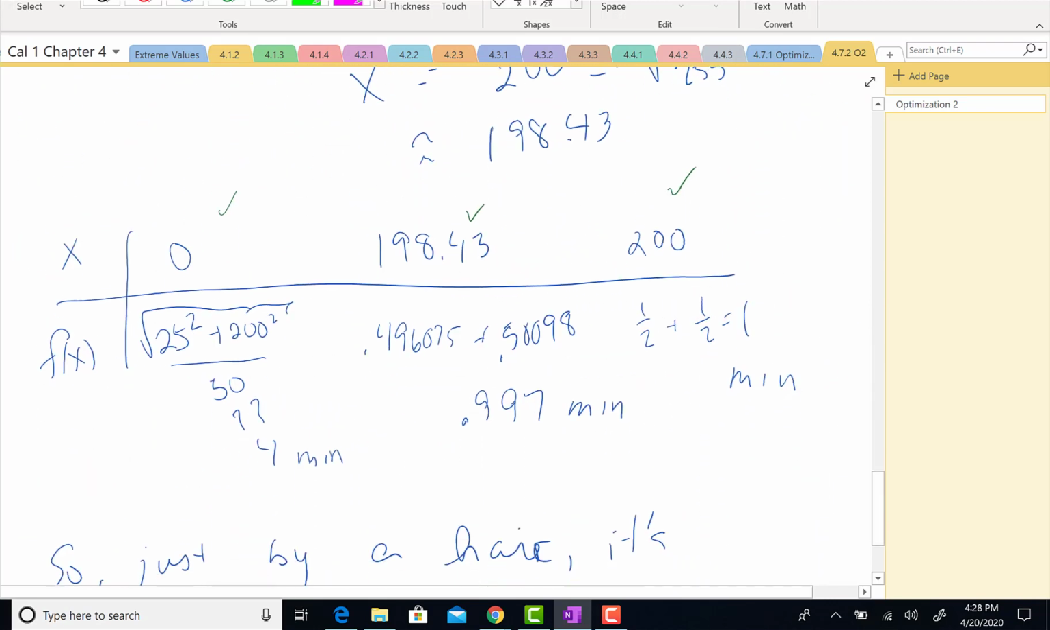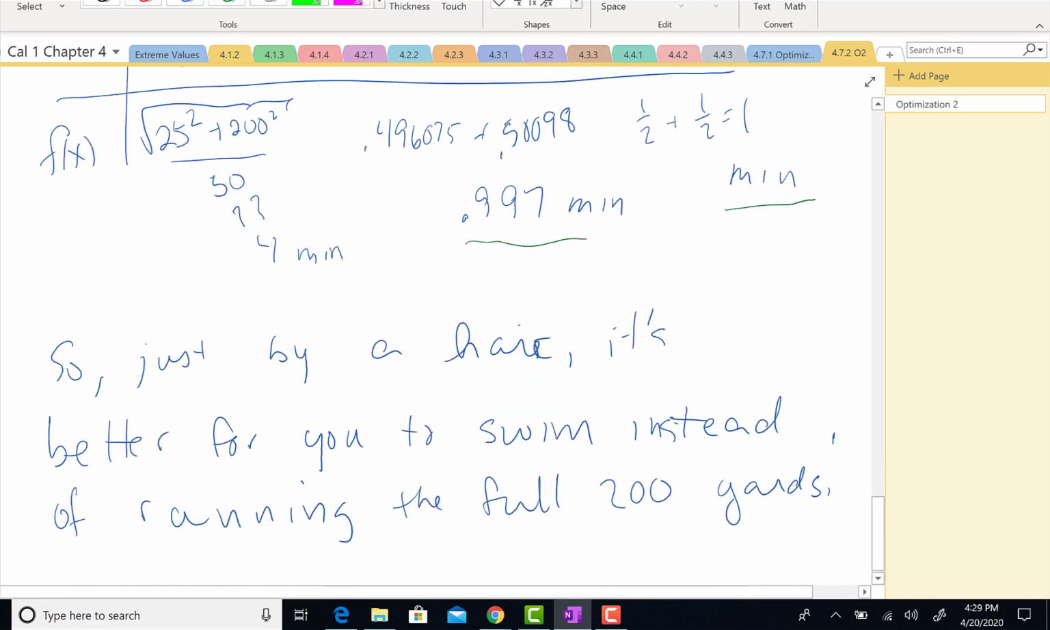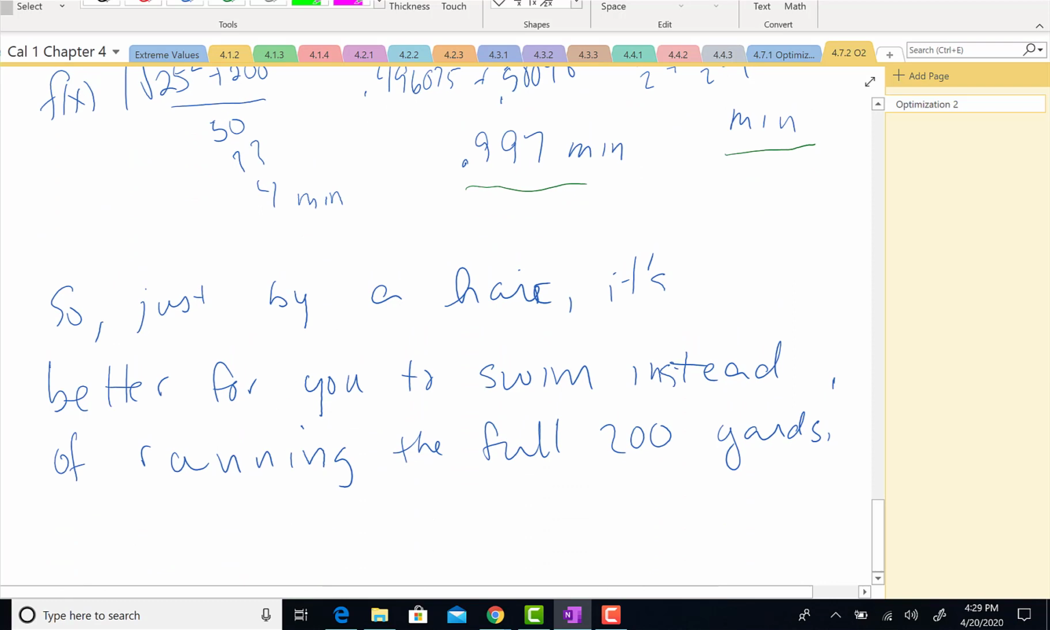That's basically you swimming the whole time. If x is 200, that's half a minute running and half a minute swimming, for a total of 1 minute. And if you run almost all the way down the beach, 198.43 yards, and stop a little bit short, then we would only have to go 0.997 minutes. Okay, not much, but in circumstances like this, every part of a minute counts. So just by a hair, it's better for you to swim instead of running the full 200 yards.